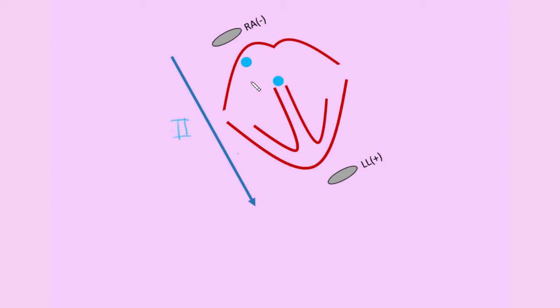When the heart is at rest, there is no electrical activity. So, from the point of view of this electrode down here, there is no flow or no depolarizations. So we have a flat tracing on our EKG.